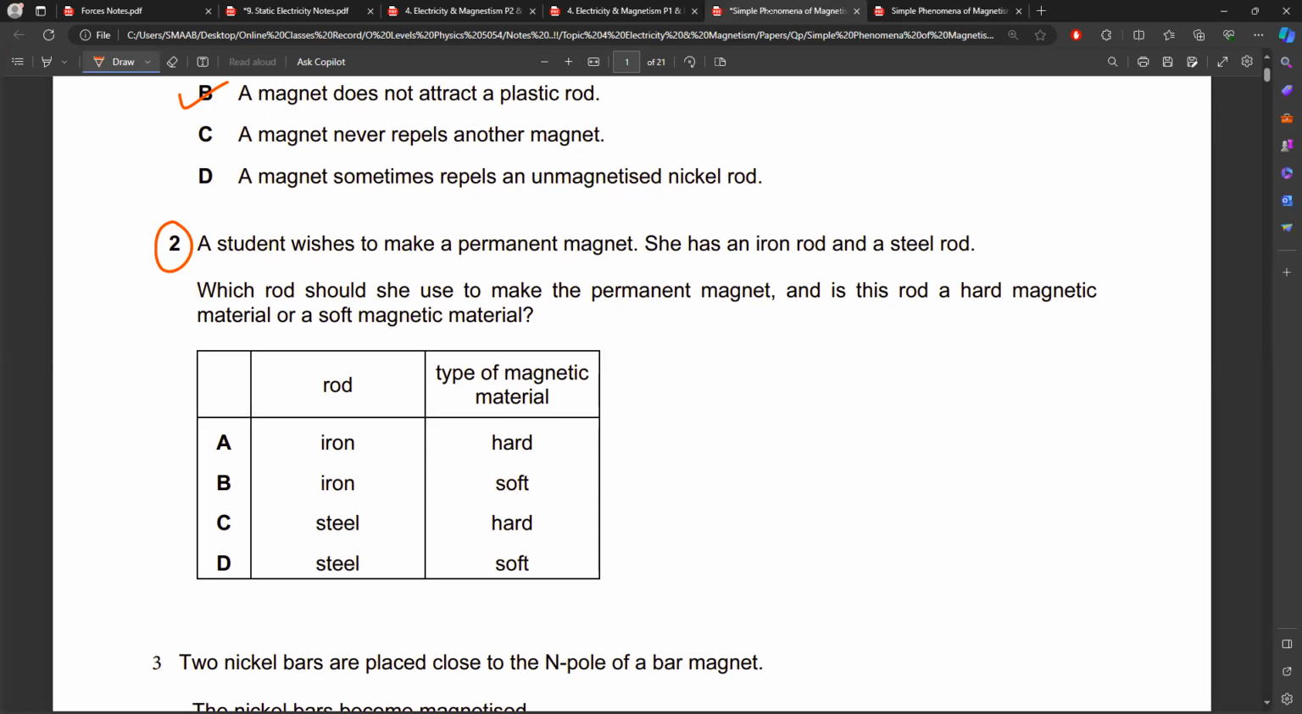Okay. So basically in this question, if any one of you has any confusion, you may ask again. Basically in this, a student wishes to make a permanent magnet. So this is your important term, permanent magnet. And she has an iron rod and a steel rod. You already know because we already discussed these concepts, that iron will be converted into a temporary magnet and steel will be converted into a permanent magnet, right? So we have to use steel, and steel is a hard type of magnetic material. So definitely it will be C.